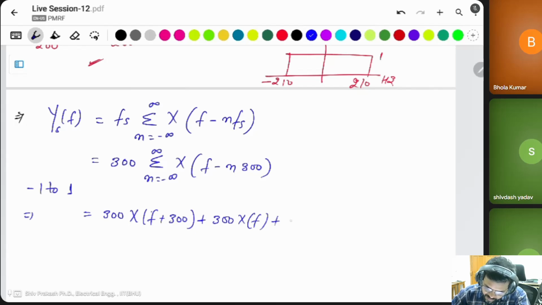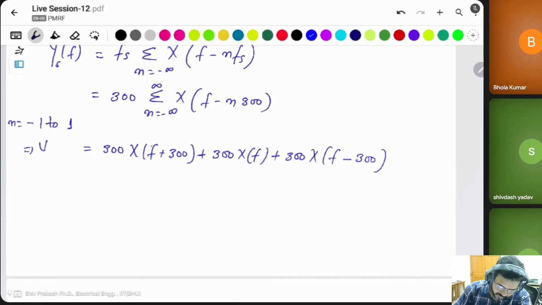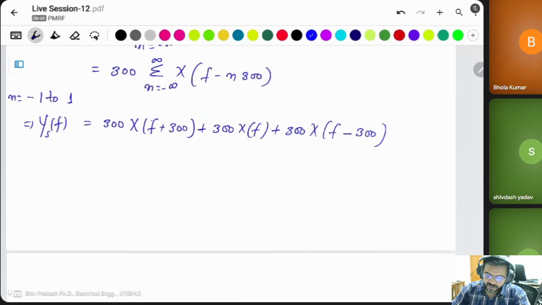Next one, 300 x f minus of 300. To put the value of 1 minus, this will be n. I expand this one from -1 to +1 only. Why? Because this is the only signal passing through that filter. That's why I wrote in this one only.